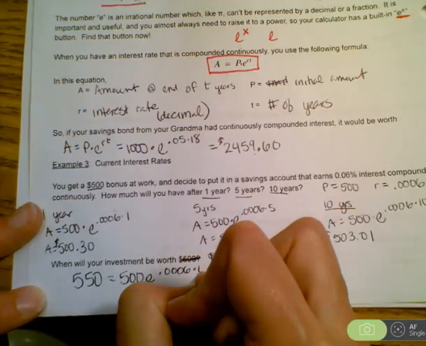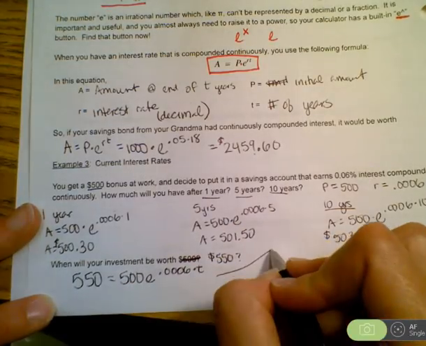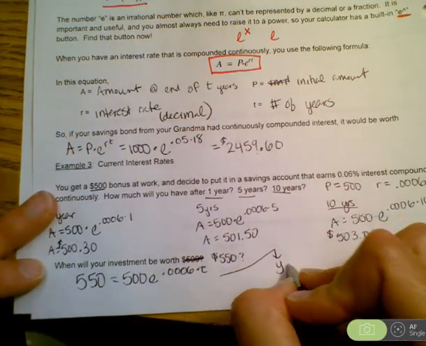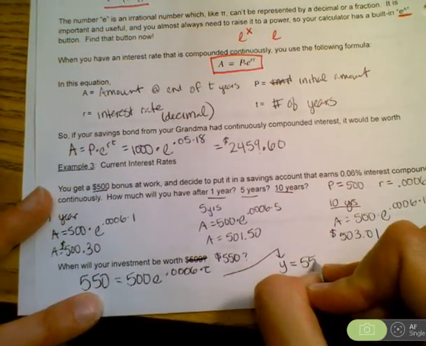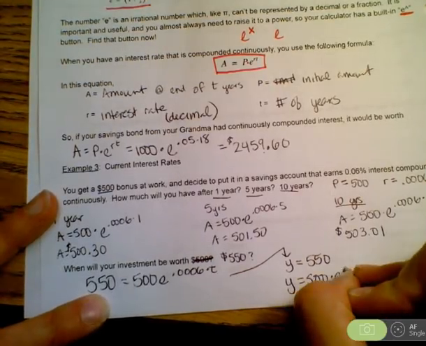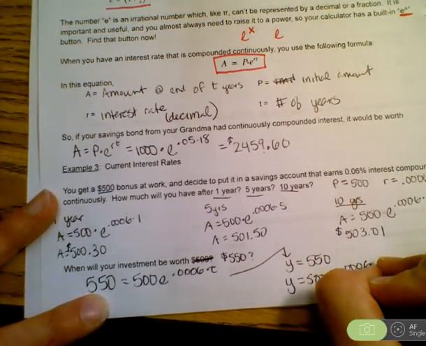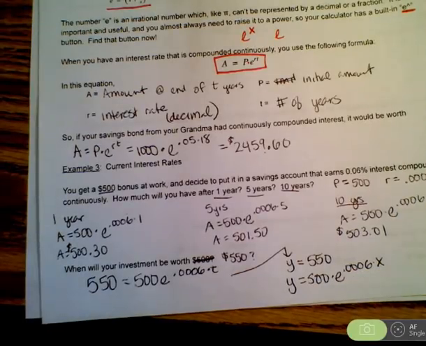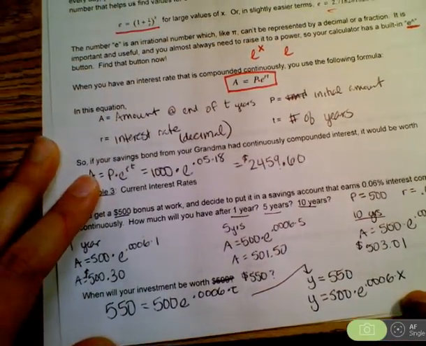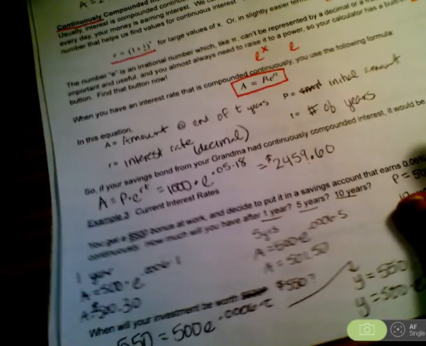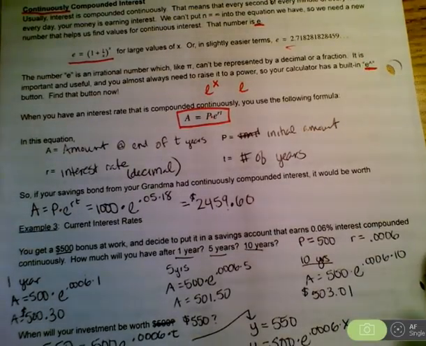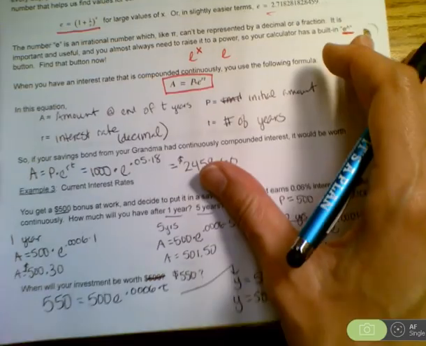0.0006 times t. In order to do that, we're actually going to use a graph, and I'll show you that on Desmos in a second. But the two equations we're going to graph are y equals 550 and y equals 500 times e to the 0.0006 times x. So if we graph both of those and find where they intersect, that'll tell us when our investment is worth 550.